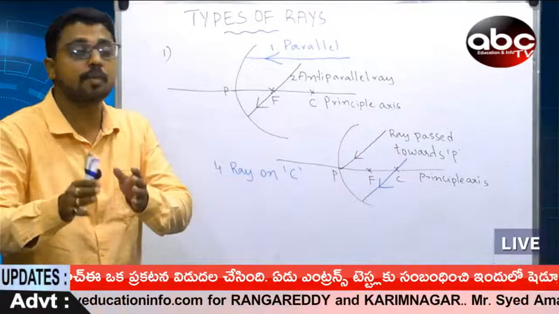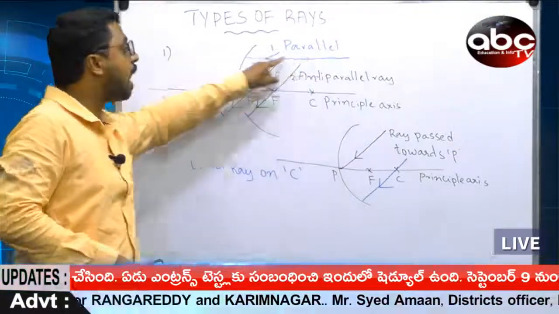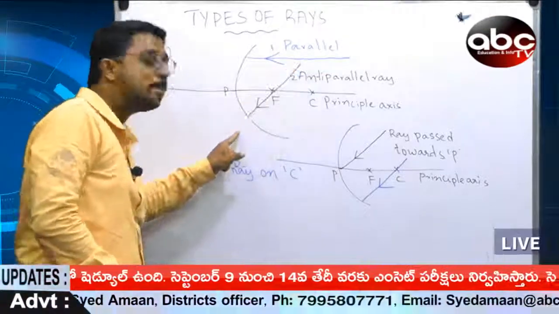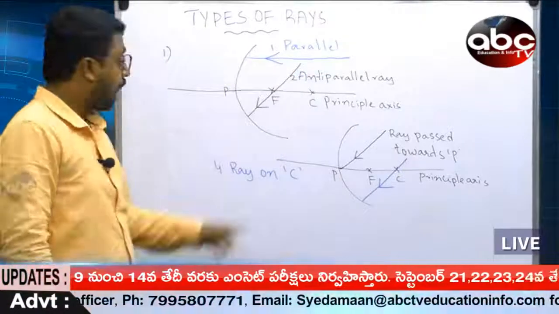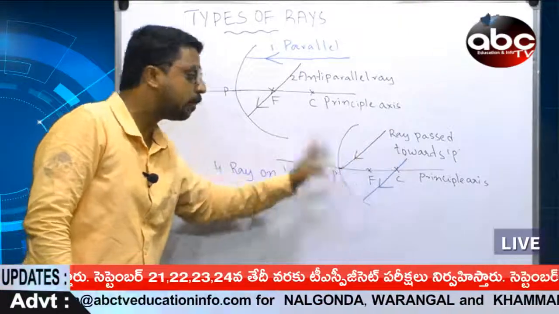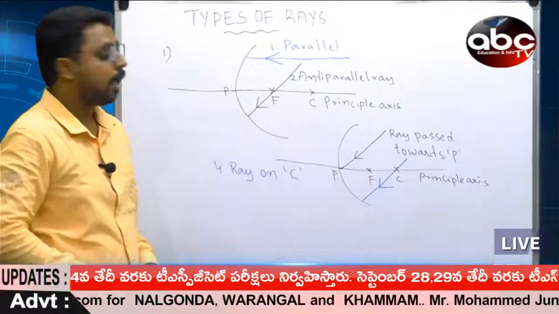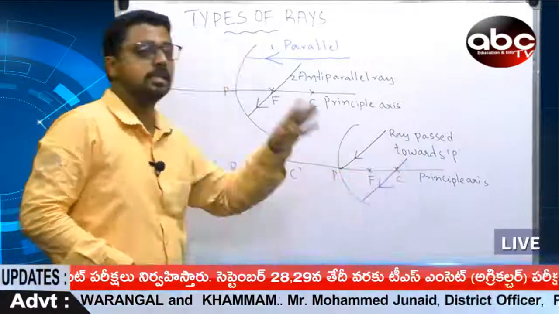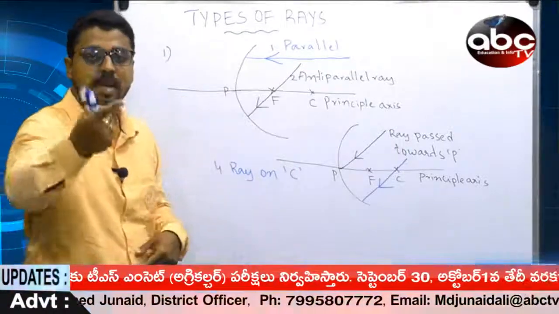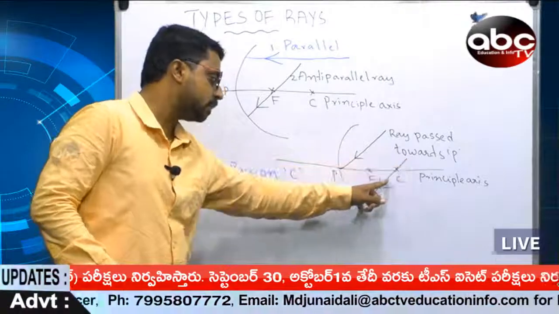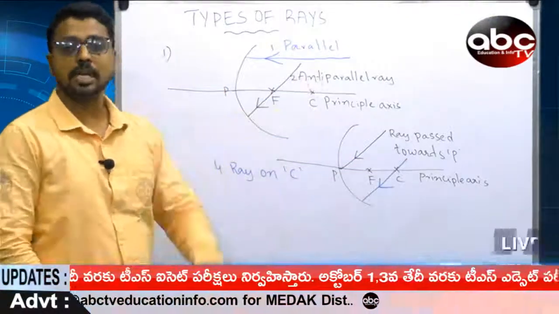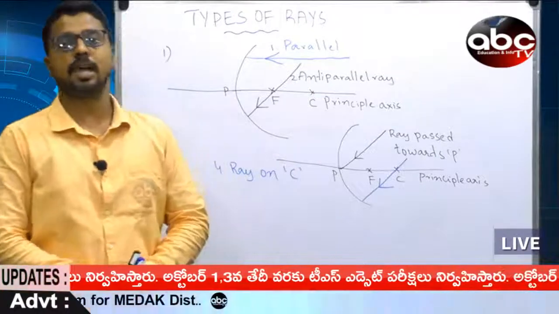What are the four types of rays? The first ray is passing parallel to the principal axis, and the second ray is passing anti-parallel to the principal axis. The third type of ray is nothing but the one passing towards the pole. And the fourth ray is the simplest and a special ray. Why am I saying a special ray? We will understand in the rules. So what about the ray which is passing towards or on the center of curvature? These are the four special types of rays which we can expect here.